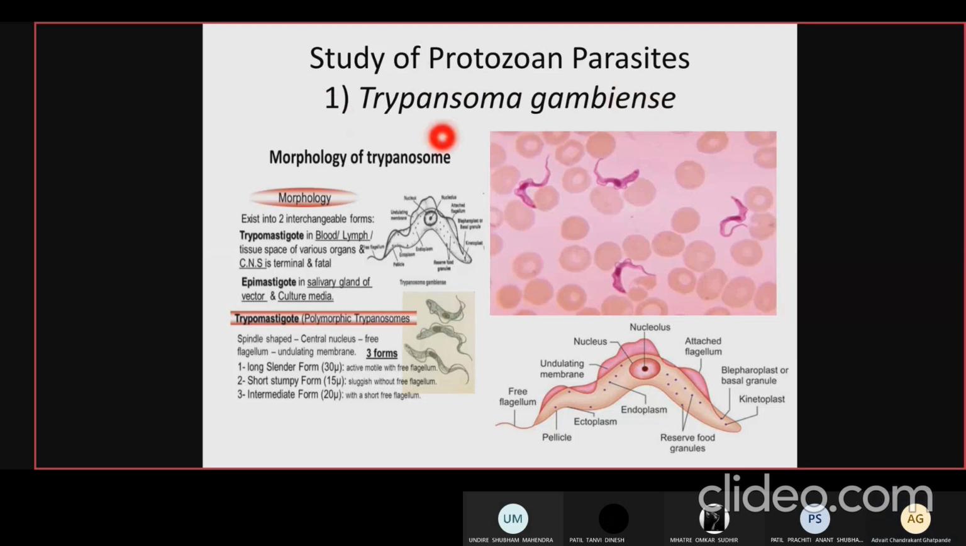So first of all, we are going to study phylum Protozoa, which involves many parasitic animals. So we will see some protozoa, starting with the first one, which is called Trypanosoma gambiense.